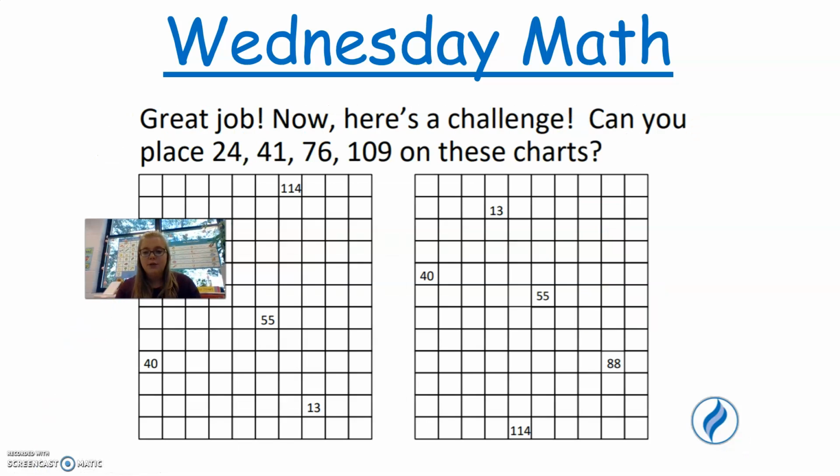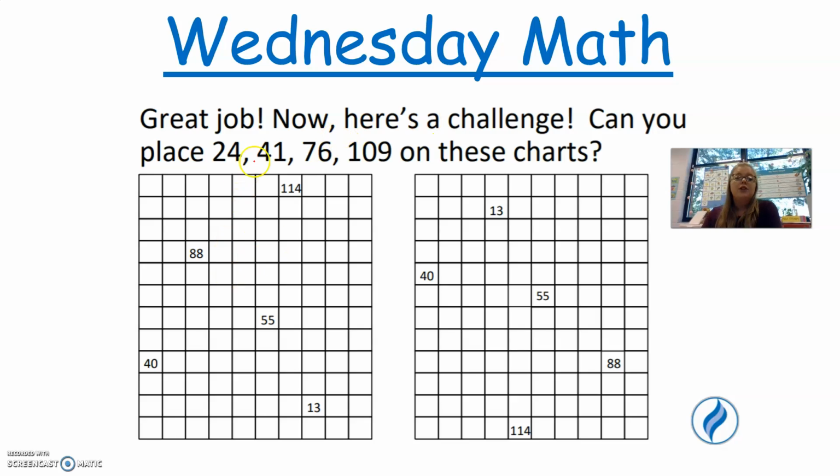For this slide, you are doing about the same thing. So you're going to place 24, 41, 76, and 109 on these charts, okay? This one you need to be very careful with. This one's not like other 120 charts, okay? It's flipped. So if you look, up here are my big numbers. So up here's going to be 120, and down here is going to be 1. This one is very, very tricky. I need you to be very careful when you're filling this one out. Okay?